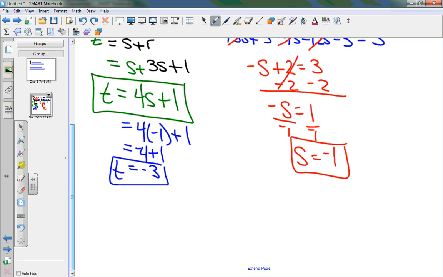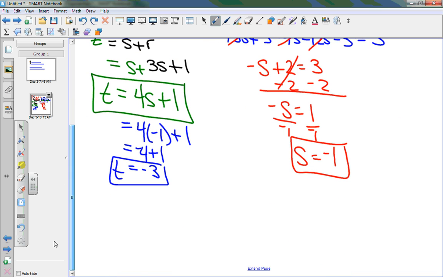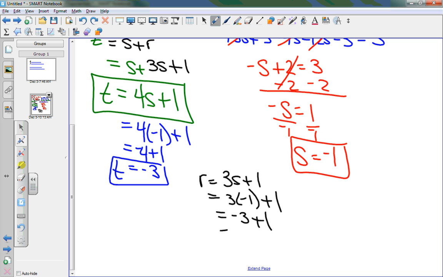Now what do I do? Plug it in where? No, you're not wrong, because in this case, the original would be my box, right? So I'm going to go back up to my box, which is the r is equal to 3s plus 1, and that happens to be an original, so good job, Michelle. And I'm going to plug and shove. I know s to be negative 1. So that's going to be negative 3 plus 1 to give me negative 2 as r.